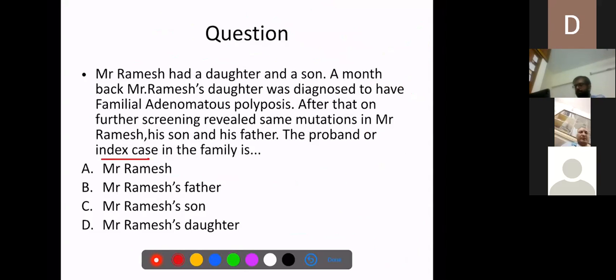Anyone can answer? You understood what an index case is, right? Excellent. Ramesh's daughter. So who was first identified? Even though previous generations are affected, Mr. Ramesh is affected, Mr. Ramesh's father is affected, the previous generation and the further generation are affected, the first case who was diagnosed was his daughter. So the index case or proband is Ramesh's daughter.